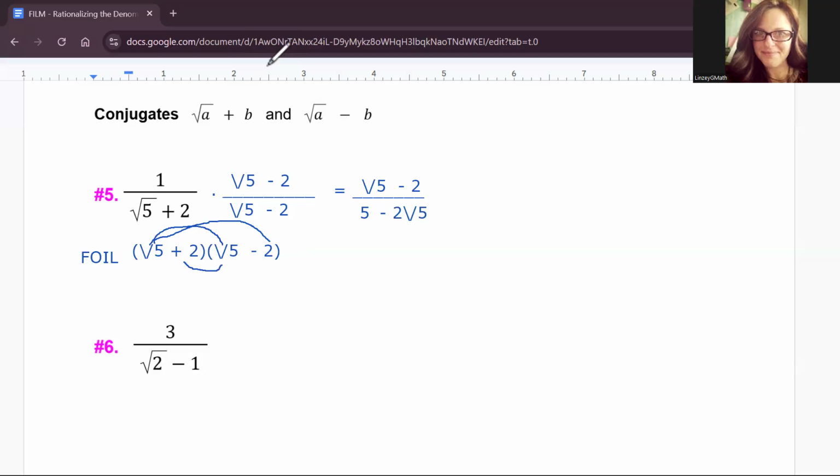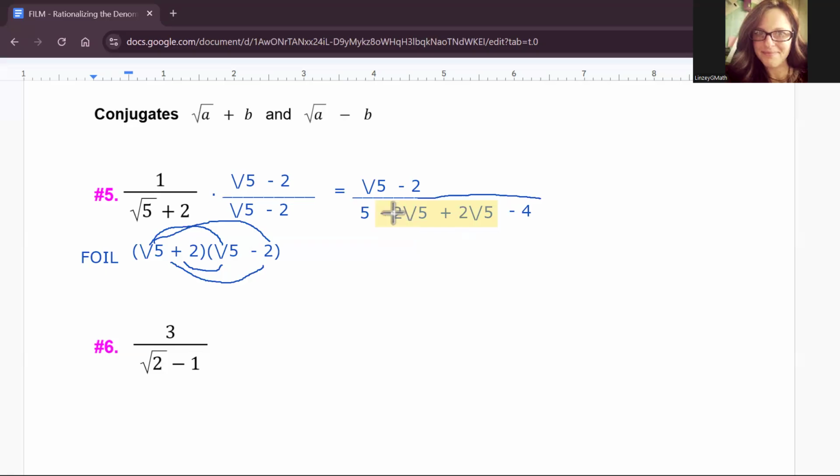Positive 2 times the square root of 5 plus 2 square root 5. And finally, positive 2 times a negative 2 is minus 4. We'll just extend our fraction bar. And now notice what happens when we combine like terms in the middle.